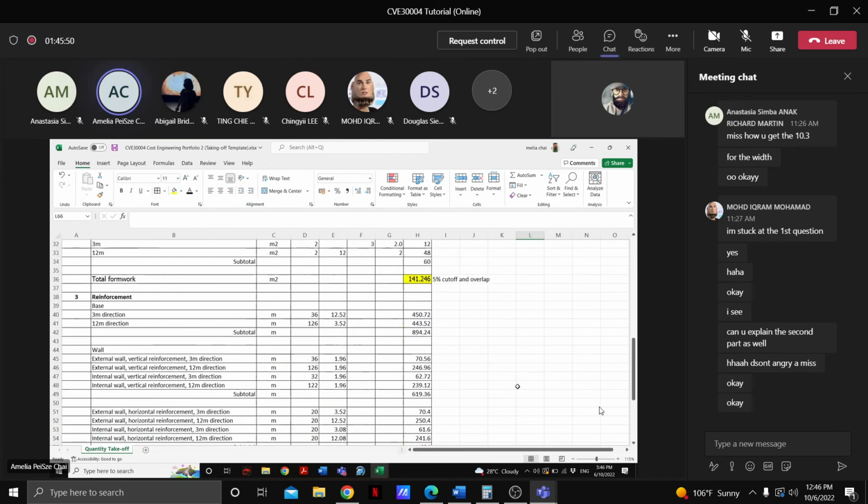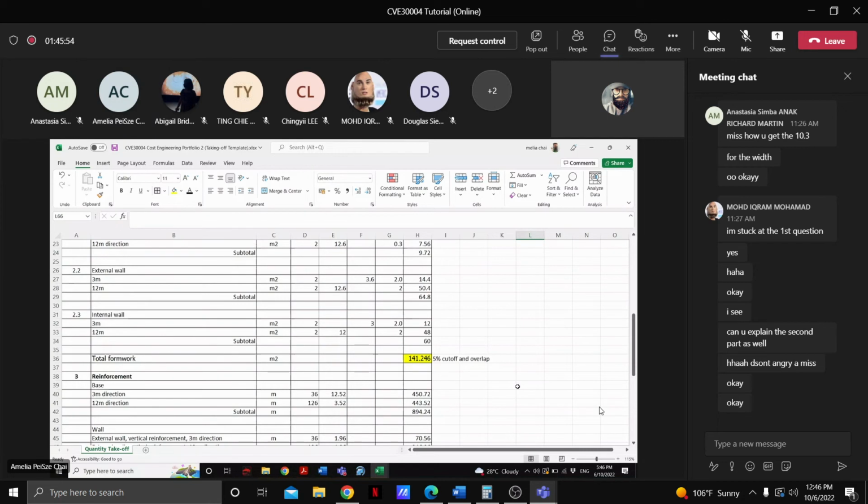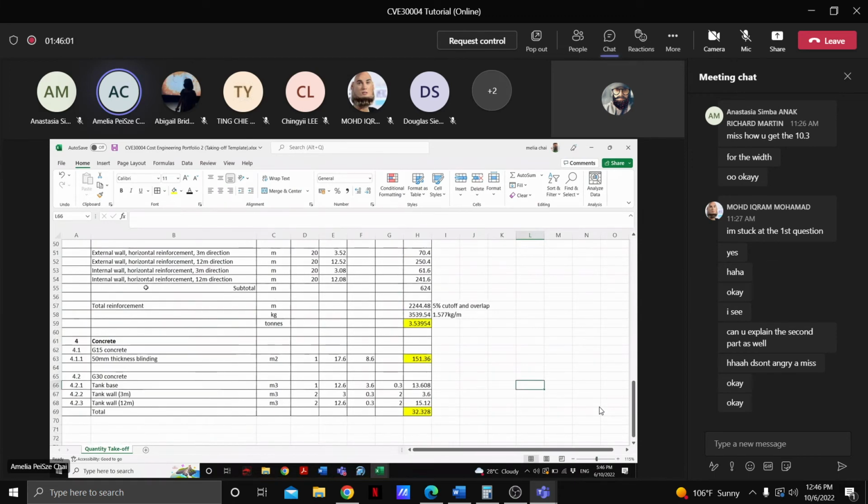Okay, this part. Homework. 141. And the last part here, your reinforcement, 3.5 tons, concrete, 151 blinding, and then your concrete wall, G30 concrete, 32 meter cube.